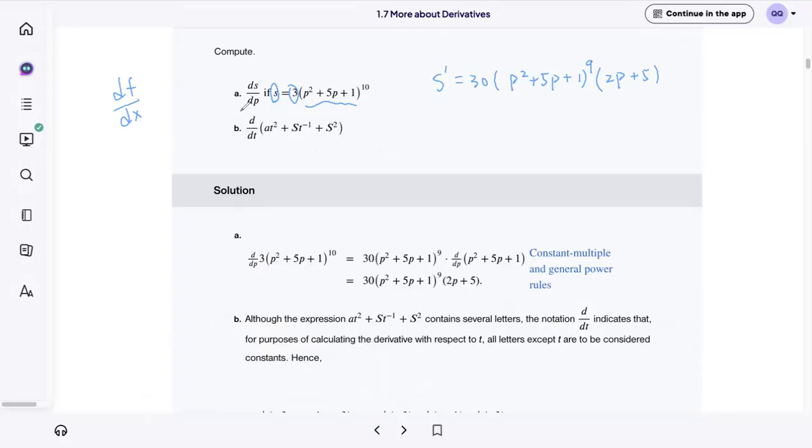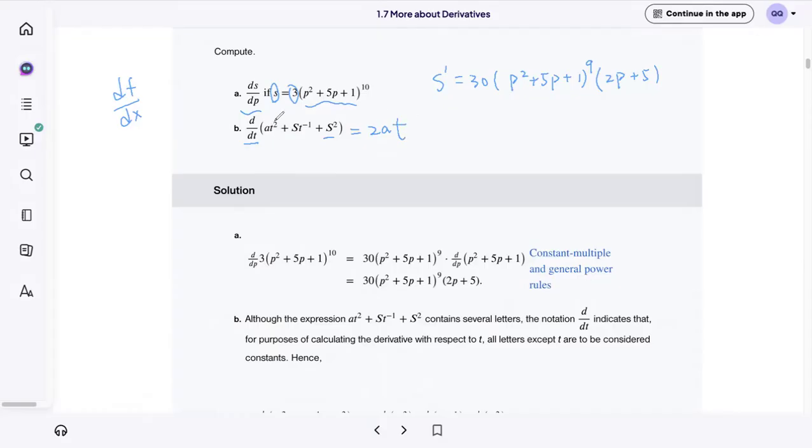Let's see this one. Oh, be careful with this. This was dp, only one variable. Now we have different variables: we have a, we have t, we have s. What's important is this: look at dt. So t is a variable, and a and s we treat as numbers. We only consider the rate of change in terms of t. So s squared is constant. So what do we do? We have 2at, treating a as a number.